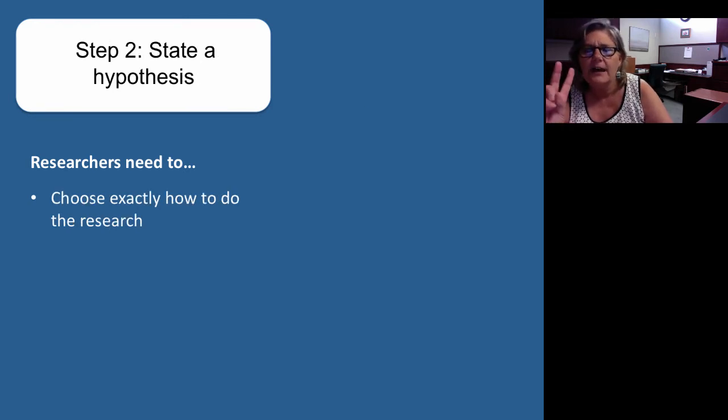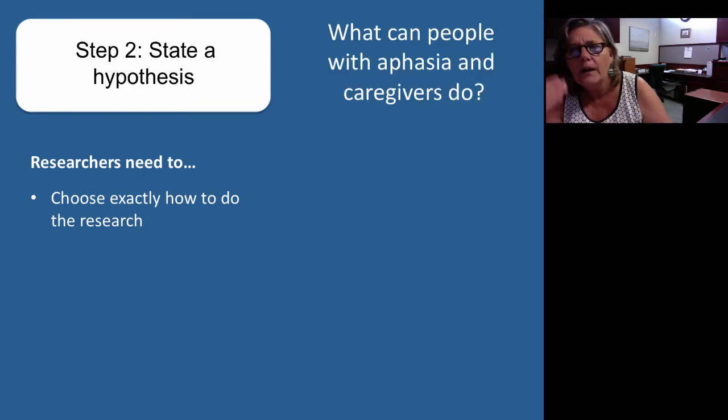The second step is to come up with a hypothesis or an educated guess. And researchers at that point have to start planning out exactly the steps they're going to take to do the research. What can a person with aphasia and a caregiver do to help the researcher at this point?